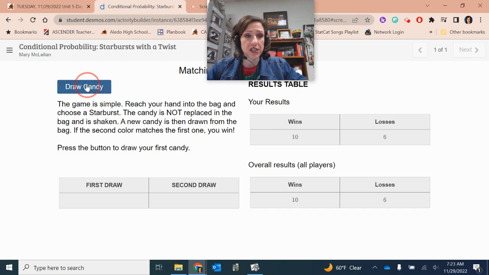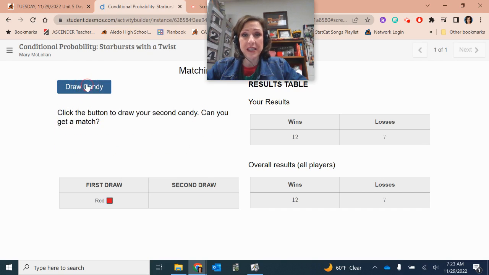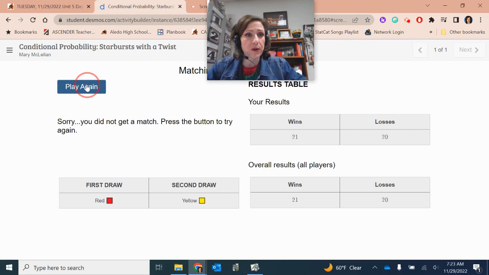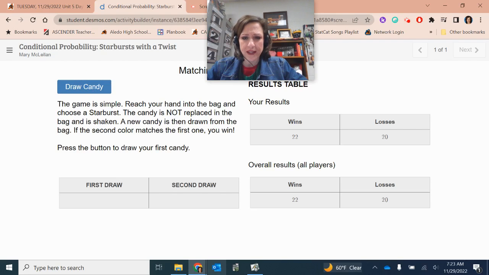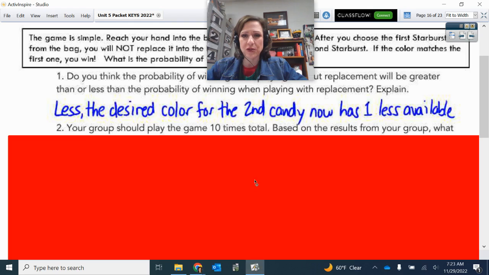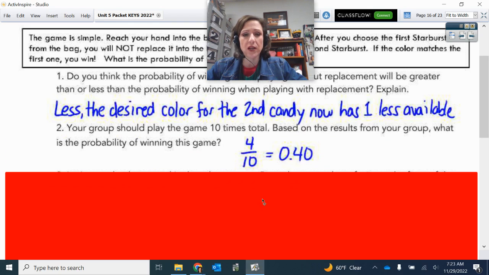So I want to do this just a whole bunch of times to simulate a whole class period's worth of playing. So we could say, if everybody in the class played, if there were 30 students and everybody played 10 times, then you're going to have over 300 results. But let's see what we got here. I wonder how many draws the answer key had done. Well, say in your group, this is a group that had gotten 4 out of 10.